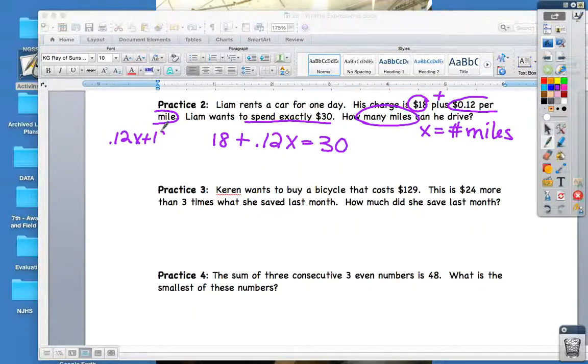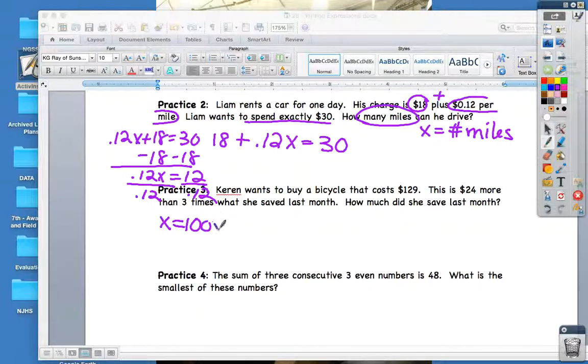0.12x plus 18 equals 30. Subtract 18 from both sides. 0.12x equals 12. We're going to divide by 0.12. If you divide that out, x equals 100. Does that answer make sense? That's the final thing you should ask yourself. Does that answer make sense?